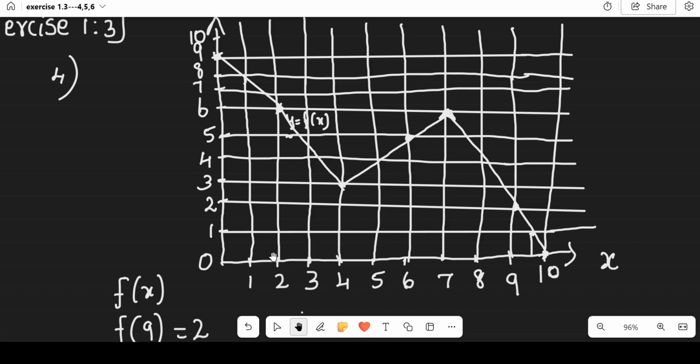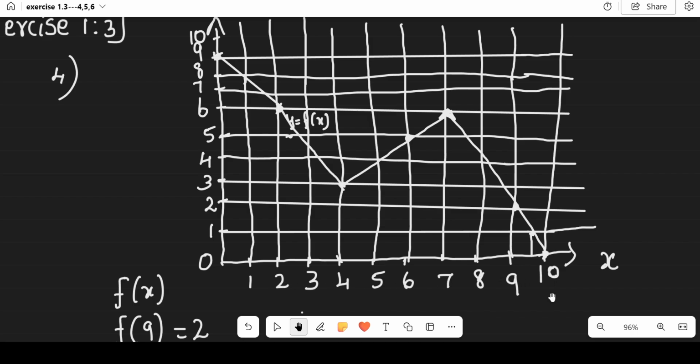And next, we have to find out f of 2. F of 2, so the x value is 2. We need to find out the value of f of 2. That is the question. So we have to check the number 2 on the x-axis. We need to go up to the point where this x-axis intersects this function line. So the y coordinate will be 6. Answer: 6.